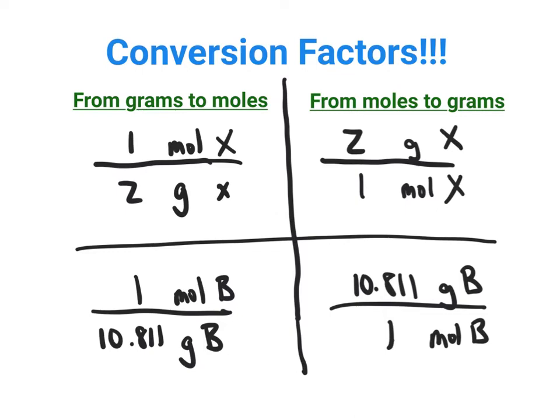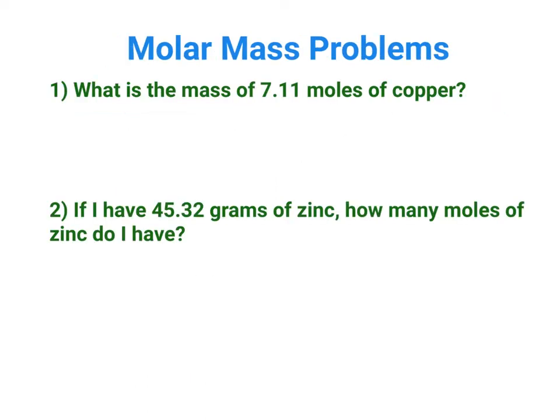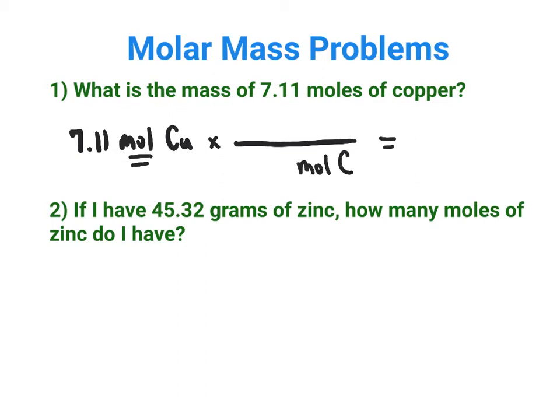So now that we have our conversion factors, let's look at a couple problems involving molar mass. So here are 2 problems. We'll take this one at a time. The first is, what is the mass of 7.11 moles of copper? So remember, we do stoichiometry. We take our starting value. We have 7.11, and don't forget to write the units, moles of copper. And then we just multiply by our conversion factor. In this case, I want to get rid of moles because I have moles here. So moles of copper is on the bottom. I want to change it to mass of copper, so grams of copper is going on top.